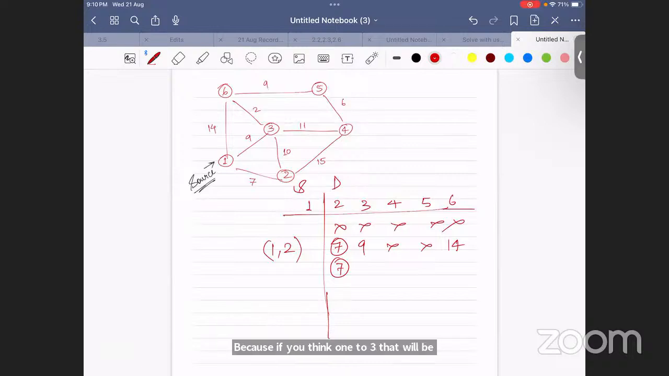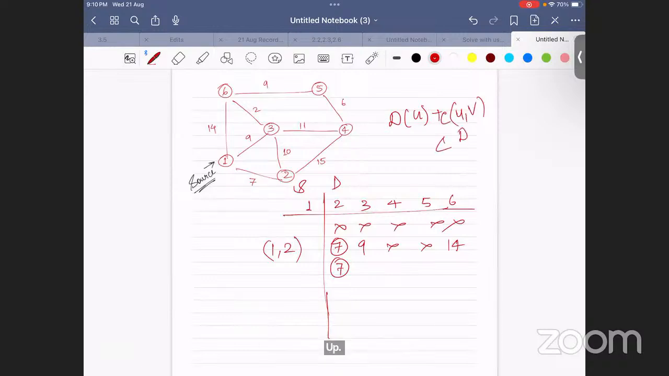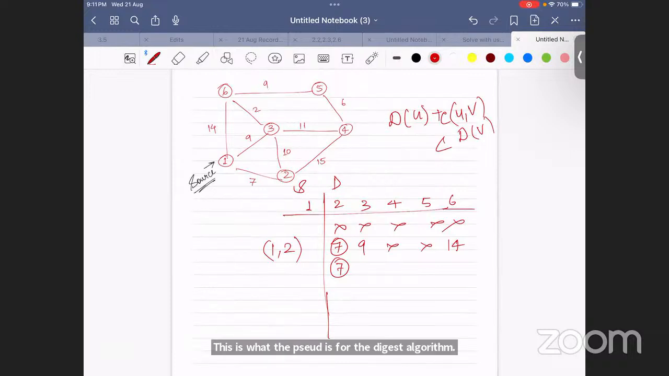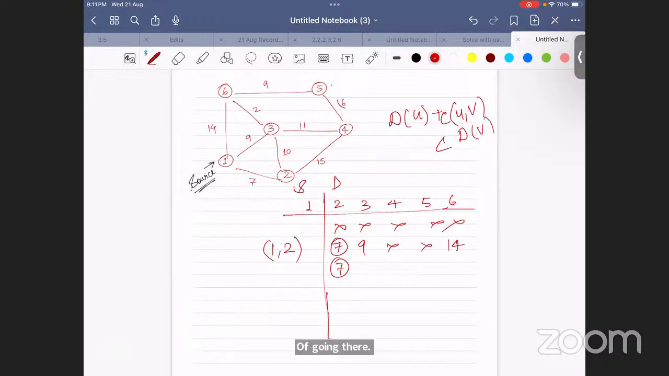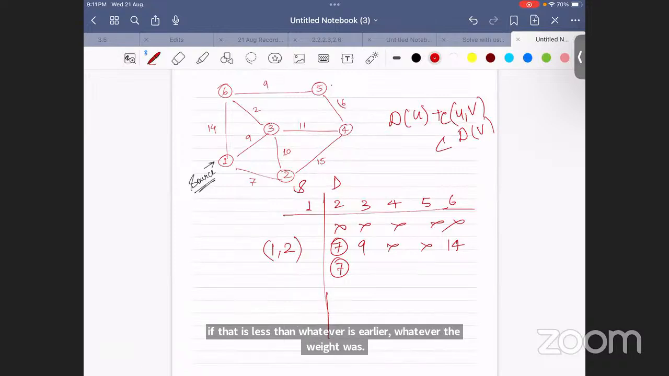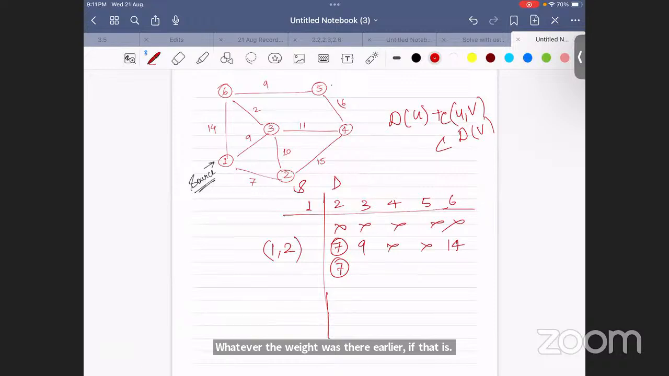You already know the pseudocode of the Dijkstra algorithm, right? What is that pseudocode? Somebody tell me. D(u) plus the cost of the edge (u, v): if it is less than D(v), you directly replace that value. Correct? This is the pseudocode for the Dijkstra algorithm. This is clear to everyone, right? So if you start from any source, you check the cost of going there. If that is less than whatever the weight was earlier, you replace it; if it is more, you will not be doing anything. Correct?